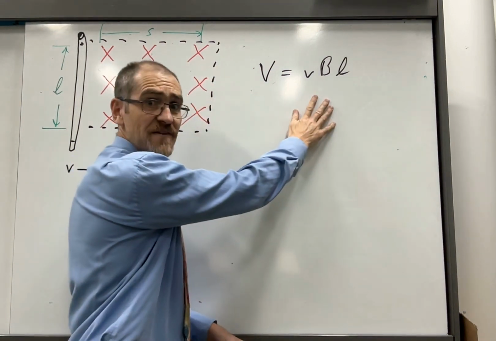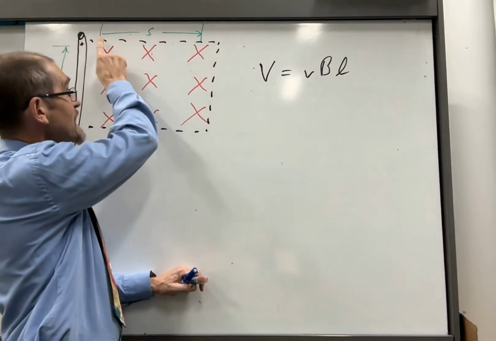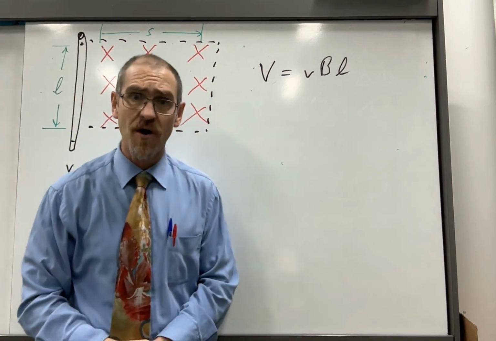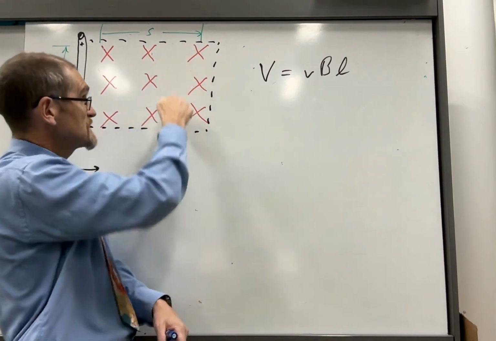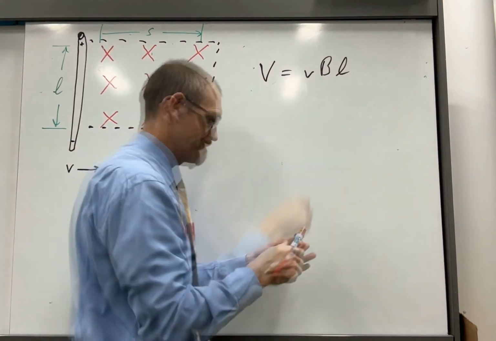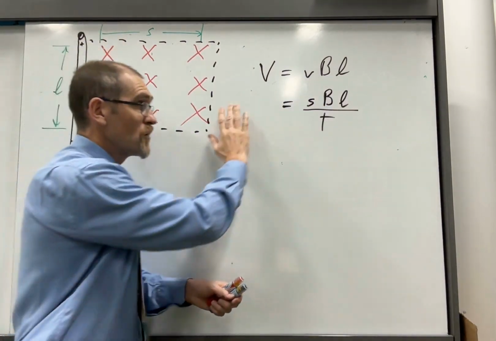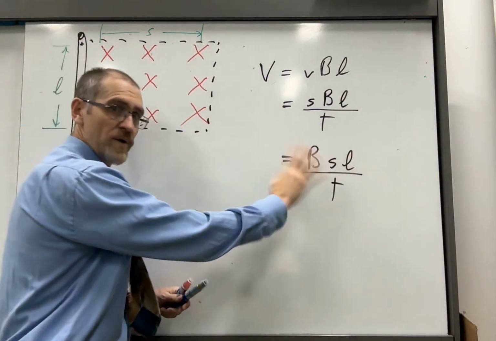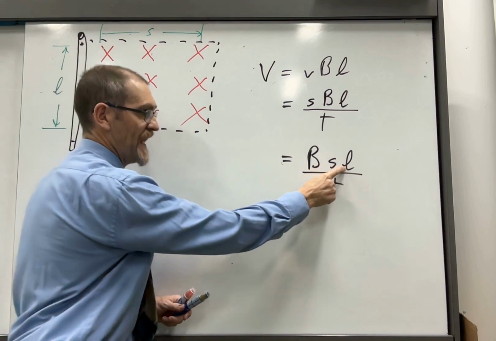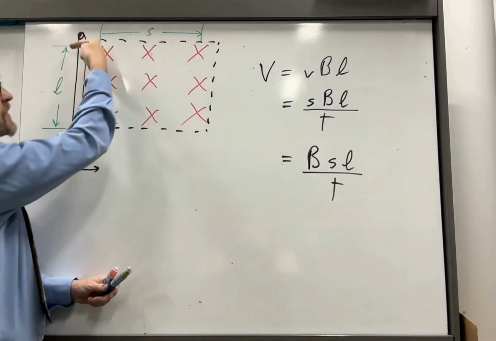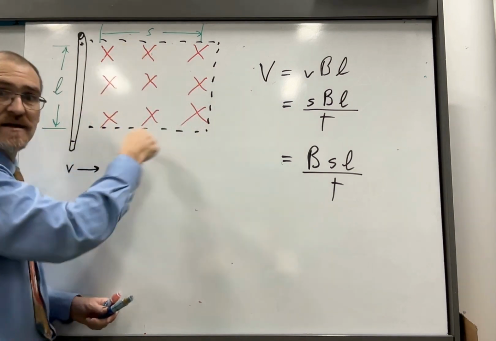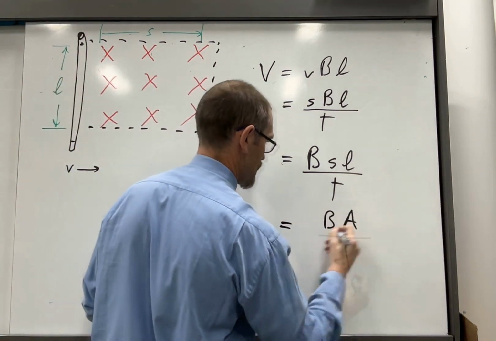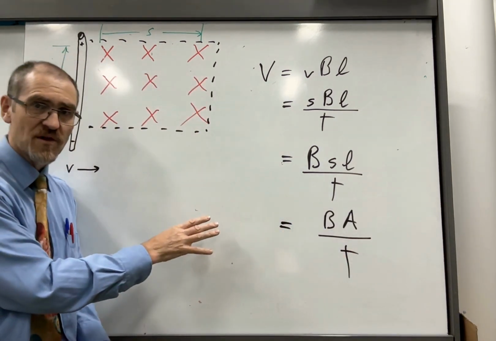To get from here to Faraday's law, we recognize that this wire is moving a particular distance across that magnetic field in a particular time. Distance over time, that is velocity. Rearranging that statement, we end up with this. We do this deliberately because distance multiplied by L gives us the area of the magnetic field that the wire is moving across. Area. Now this is starting to look like Faraday's law.